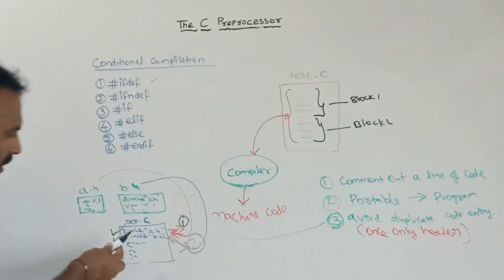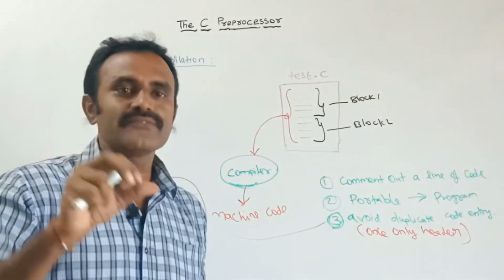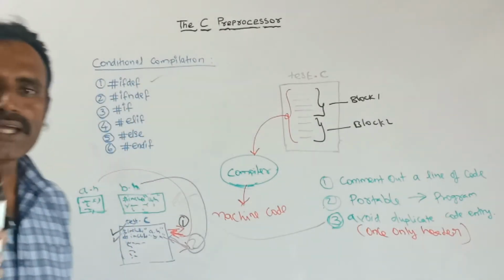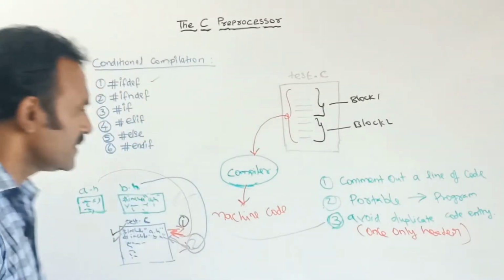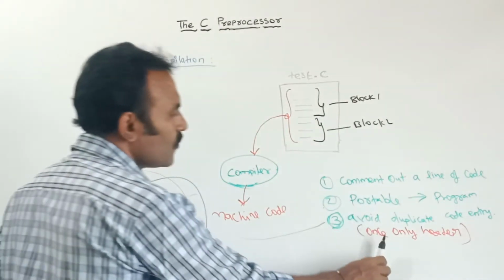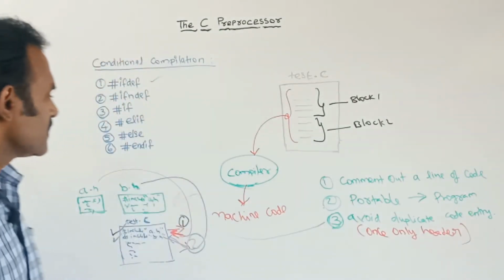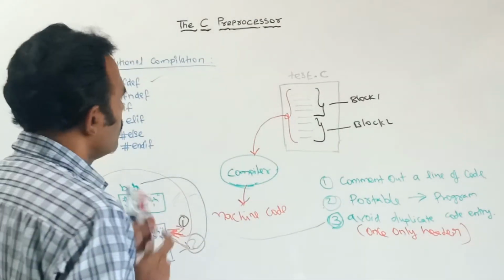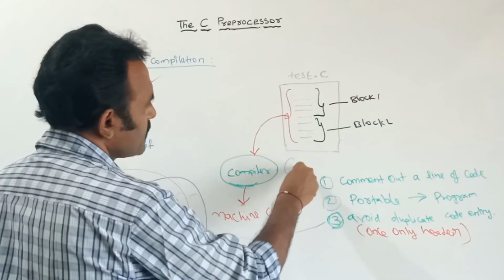So to avoid such kinds of problems, we can use conditional compilation. With the help of conditional compilation, we can include our header file only once. So mainly it is used for this purpose. These are the uses of conditional compilation.